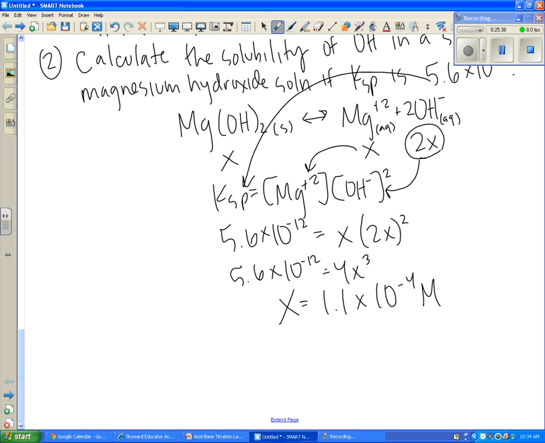But is that the solubility of the hydroxide ion? What is the solubility of the hydroxide ion? 2X. So we need to multiply this by 2 to actually calculate the solubility of the hydroxide ion. So it'd be 2.2 times 10 to the minus 4th molar.